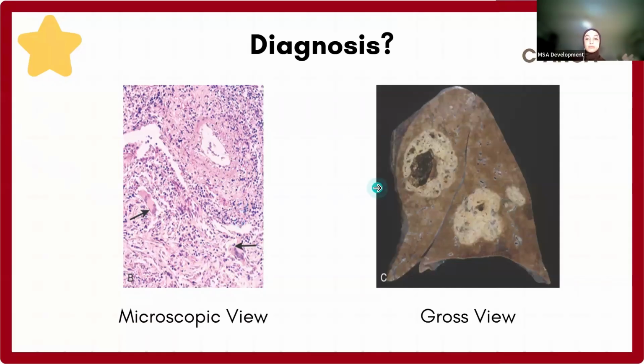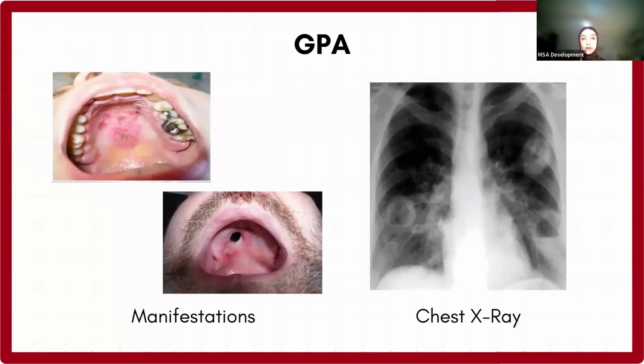Okay, now in GPA, which is another name for Wegener's granulomatosis, you have other manifestations which include palate ulcerations. It can be either in the nose or in the pharynx. Now here it's in the palate, or the top of the mouth. Now this is in its beginning stages, and this is in its later stages. It can go on for a long period of time.